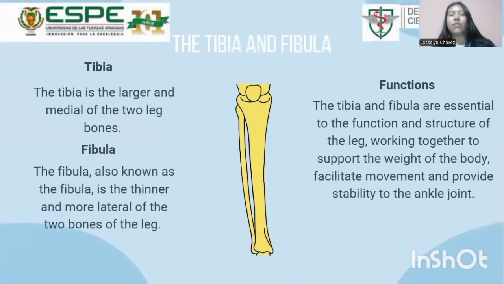The tibia and fibula. The tibia is the larger and medial of the two leg bones. The fibula is the thinner and more lateral of the two bones of the leg. Functions. The tibia and fibula are essential to the function and structure of the leg, working together to support the weight of the body, facilitate movement, and provide stability to the ankle joint.